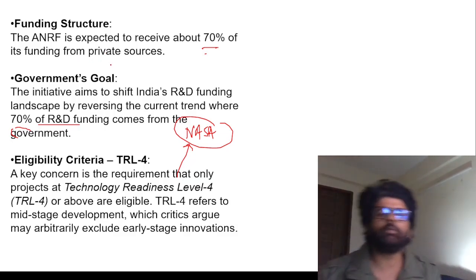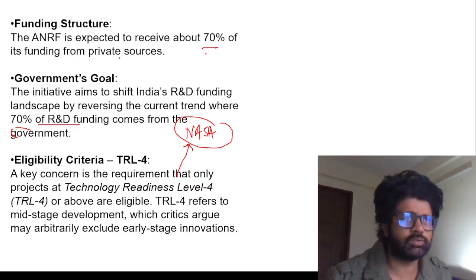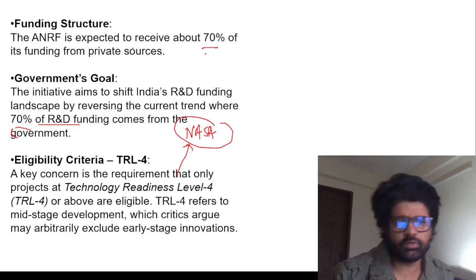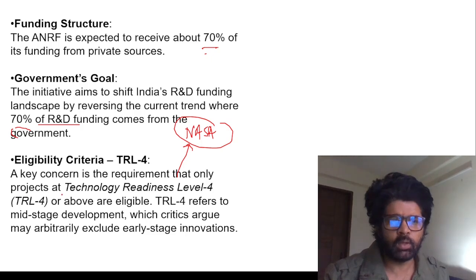What is the rationale? Why will private sources give this money? Again, profit. If research comes through, they will get a portion of the profit. But the problem here is projects which are at TRL 4 or above, they are only eligible.